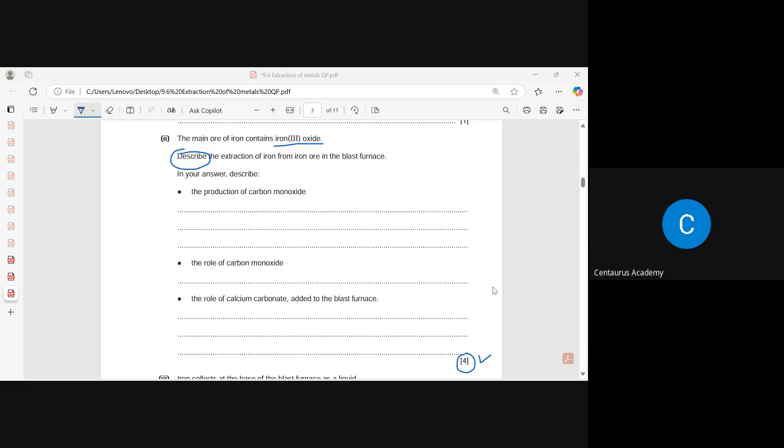All right. Then the next one says the role of calcium carbonate added to the blast furnace. First you have to mention that calcium carbonate decomposes to form calcium oxide. Then you add that this calcium oxide, which is produced as a result, will react with the impurities such as silicon 4 oxide in the impure iron ore, and it is going to form calcium silicate, which is molten slag. All right, these things must be mentioned.